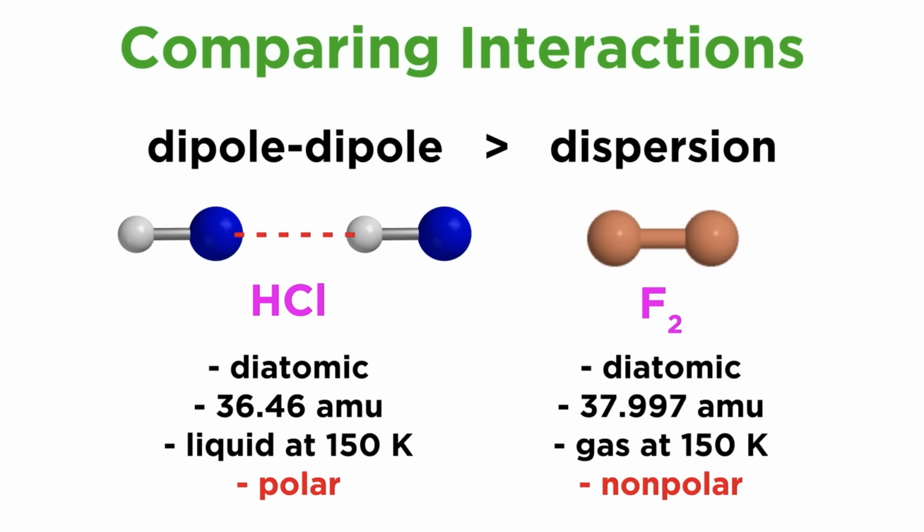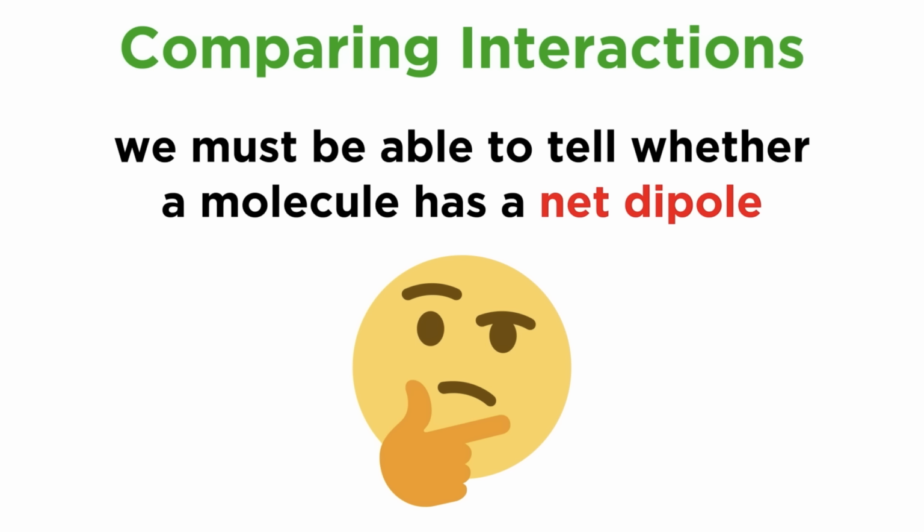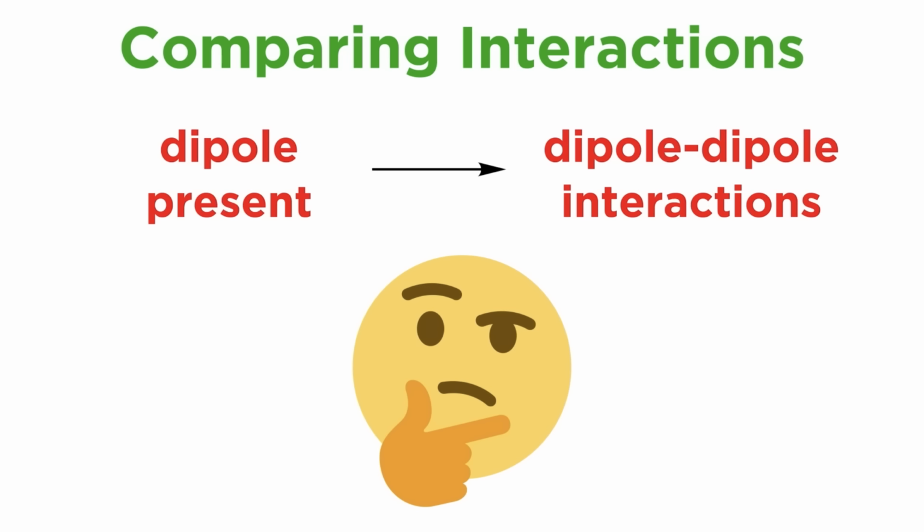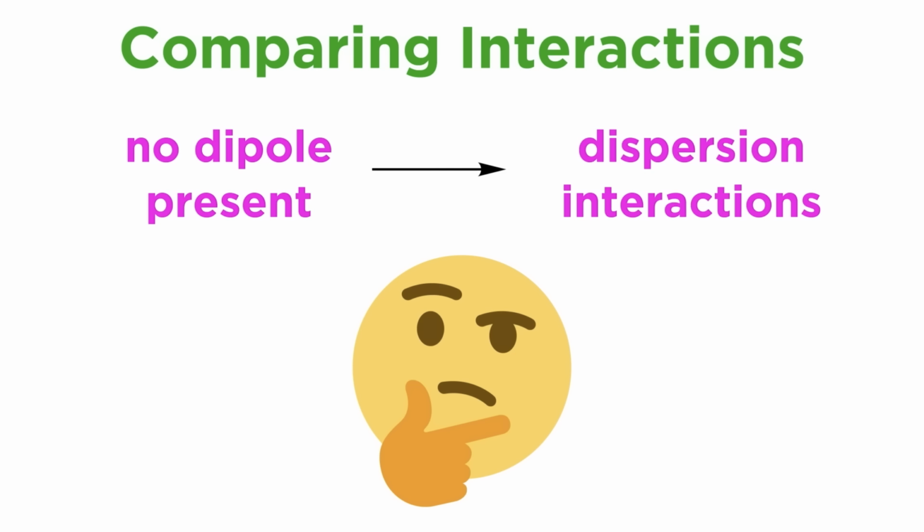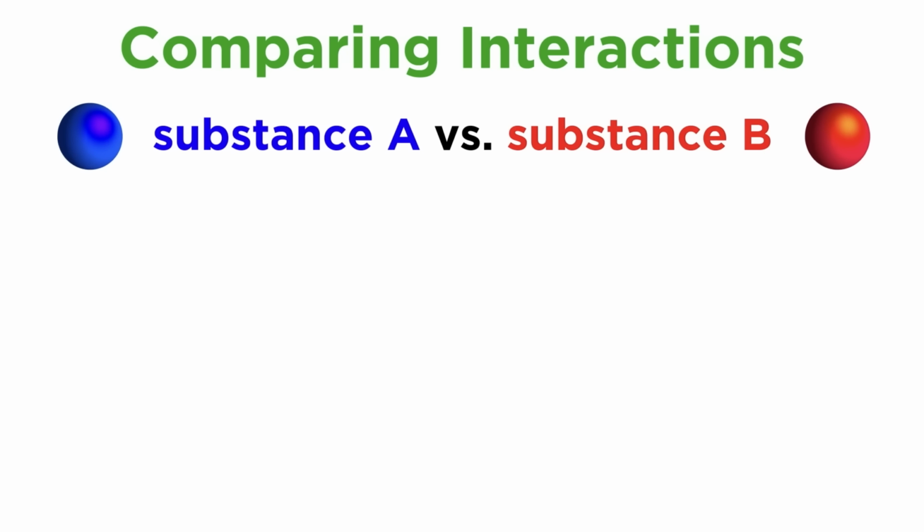So when we look at molecules, it is important to be able to tell whether the molecule is polar overall, that is, whether it has a net dipole, because if it has a dipole, it can participate in dipole-dipole interactions, which will dramatically impact key characteristics of that substance. If a molecule is completely nonpolar, it will only be able to participate in dispersion forces, which typically means lower melting and boiling points.